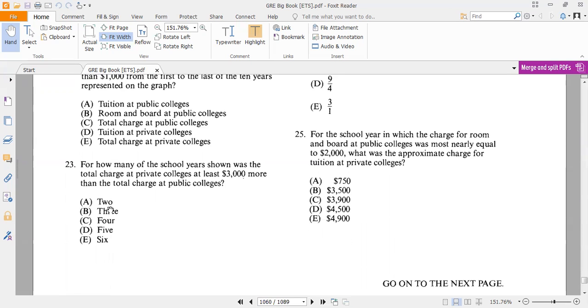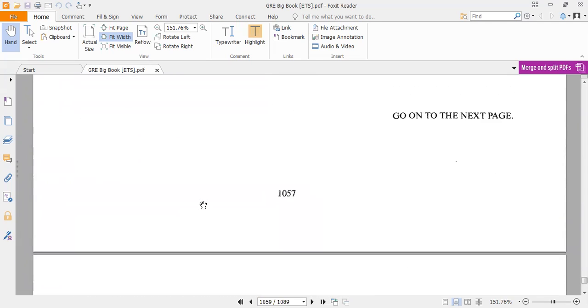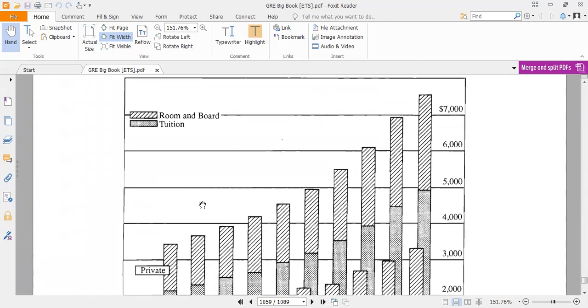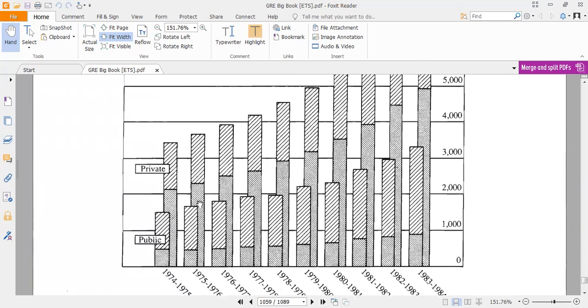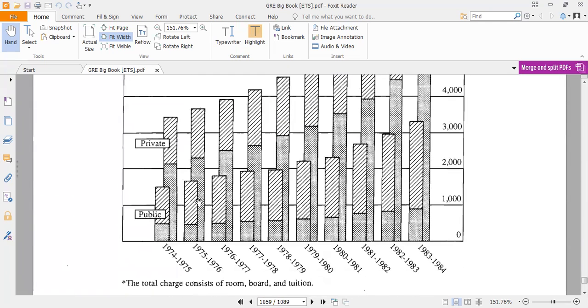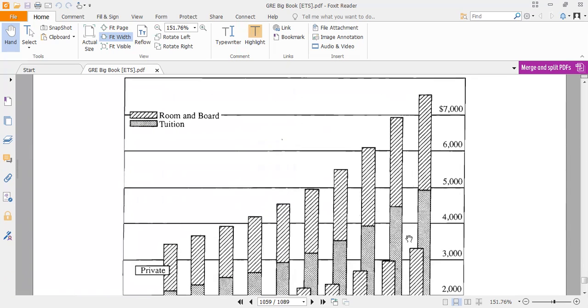Question number 23. For how many of the school years shown was the total charge at private colleges at least 3,000 more than the total charge at public colleges? Here we will try to visualize the graph. From the graph, we can easily say that with the increase of the year, the gap between private and public college charges also increases.